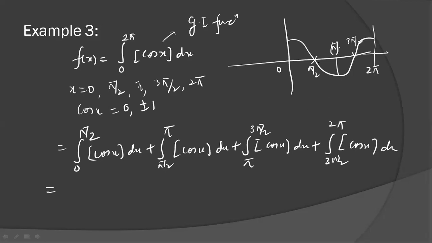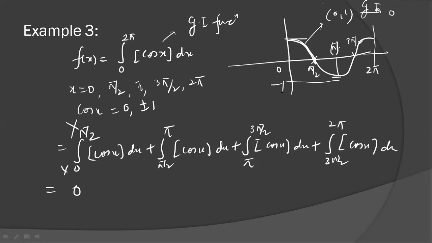In 0 to pi by 2, we cannot discuss at pi by 2 and 0, only between 0 and pi by 2. When it is between 0 and pi by 2, the value of cos x is between 0 and 1. So the greatest integer will be 0.